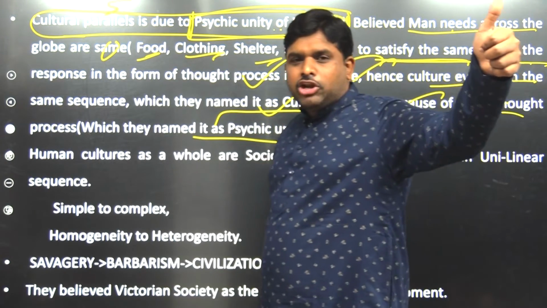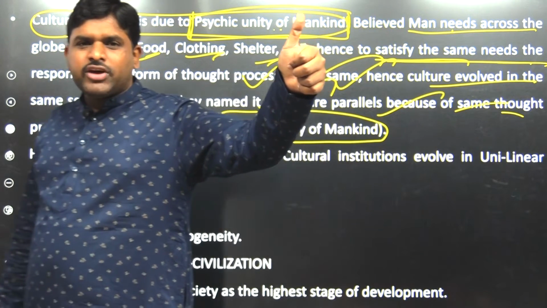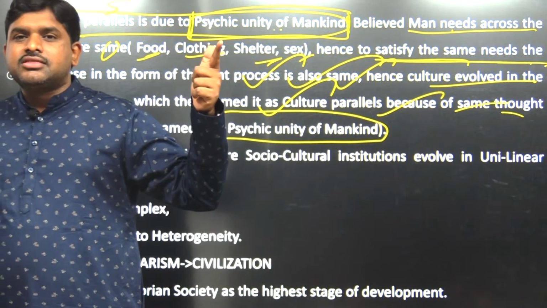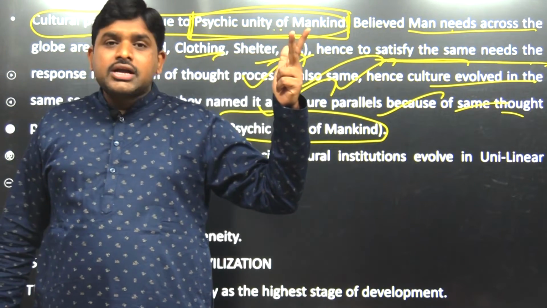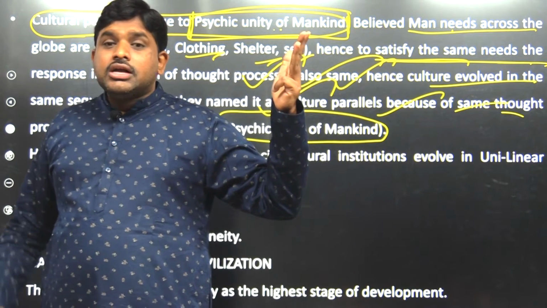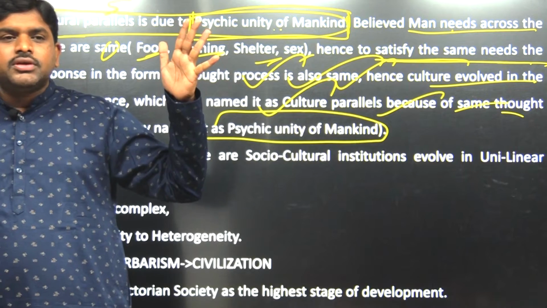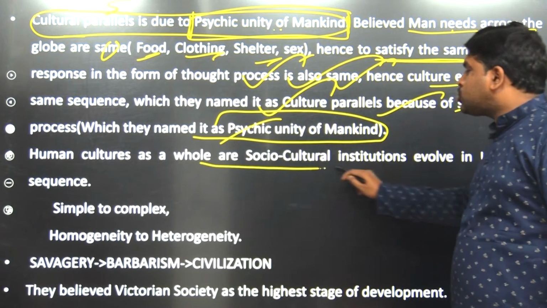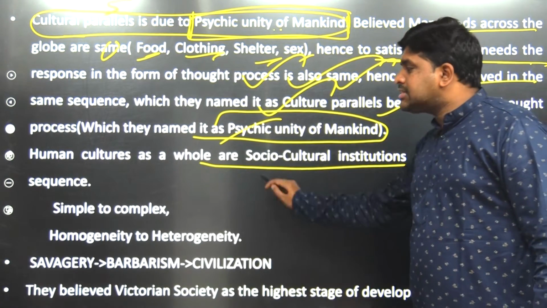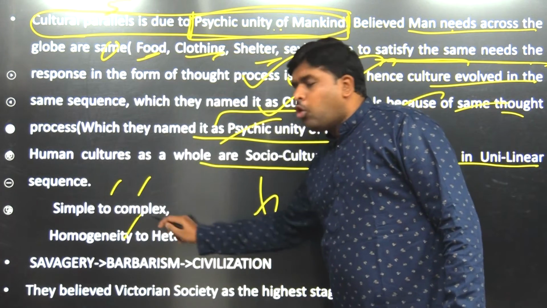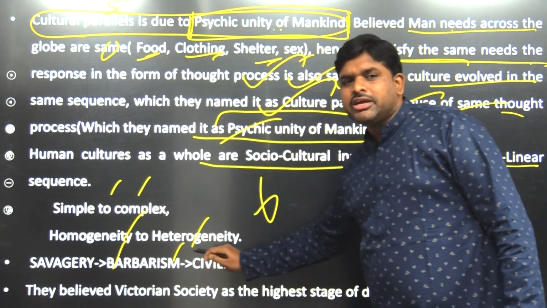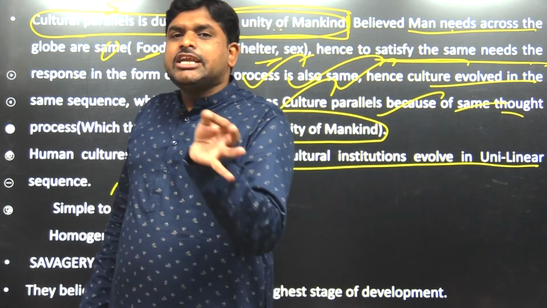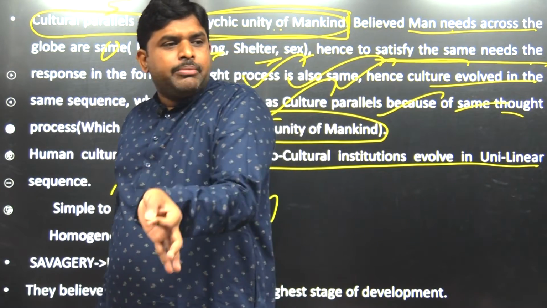First, the evolution of culture is not spontaneous, it is stage-based. Second, racial superiority is a myth. Third, advocated comparative methods. Fourth, culture survivals. Fifth, culture parallels due to the psychic unity of mankind. Human cultures as a whole, or socio-cultural institutions, evolve in a unilinear sequence, from simple to complex, from homogeneity to heterogeneity, from savagery to barbarism to civilization. So any society will evolve stage by stage, socio-cultural institutions one after the other, from savagery to barbarism to civilization.